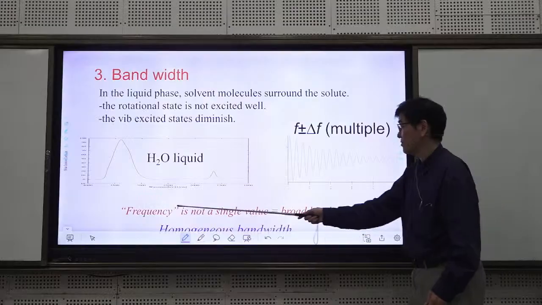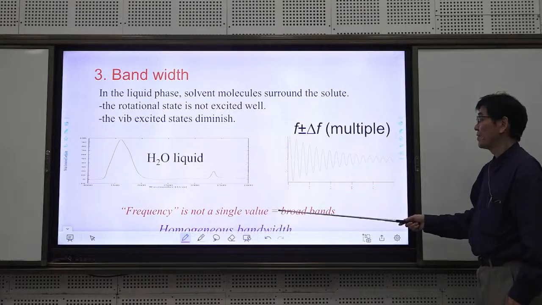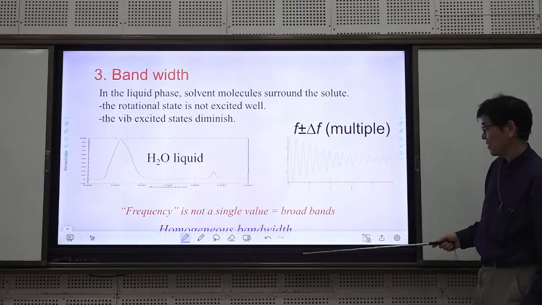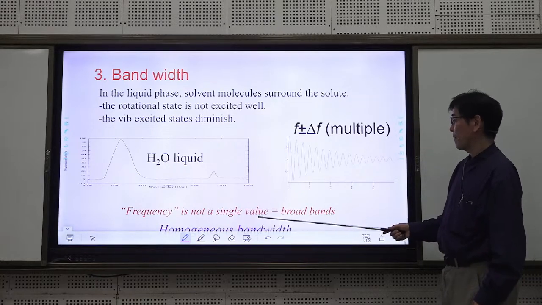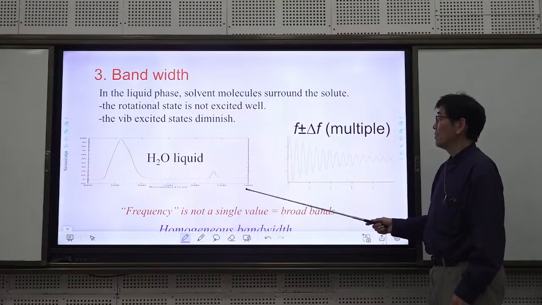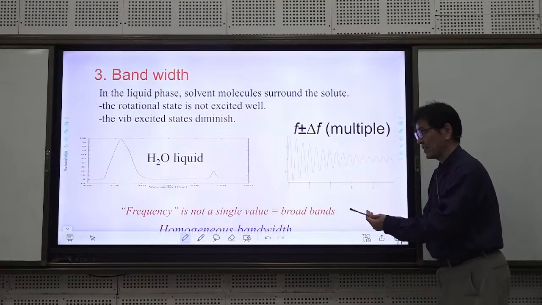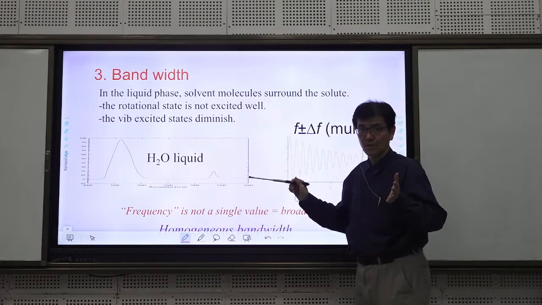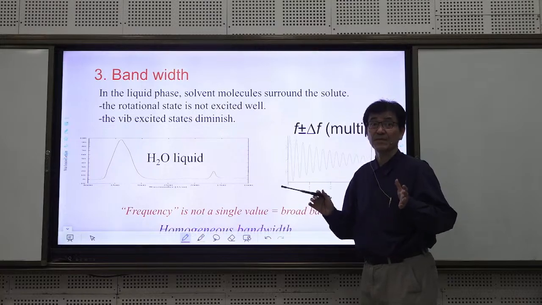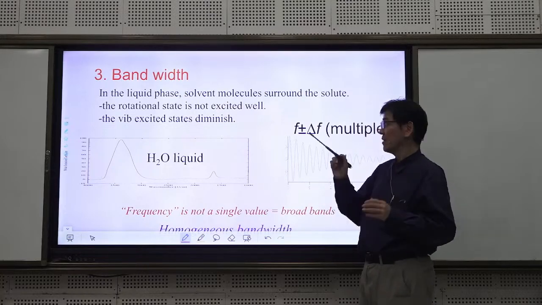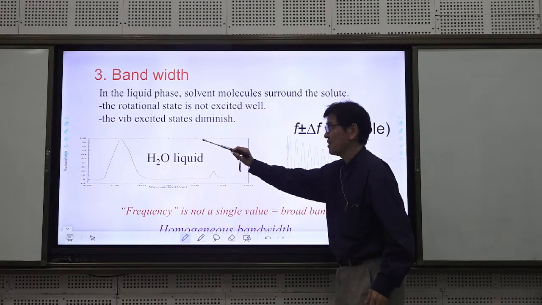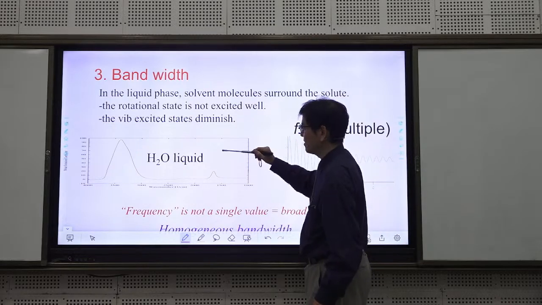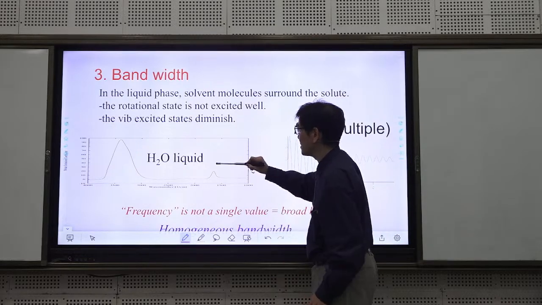So in this case, the frequency is not a single value, so the band becomes broader than those in the gas phase. Okay. So an important lesson is that I don't know what your main sample is. It may be a solution or a gas phase, but when you study a molecule in the liquid phase or solution, please check the typical bandwidth.